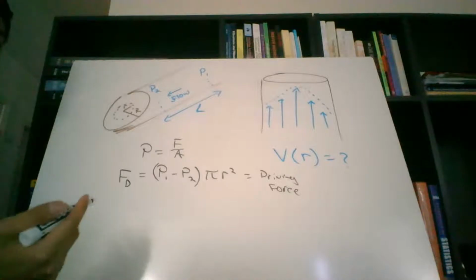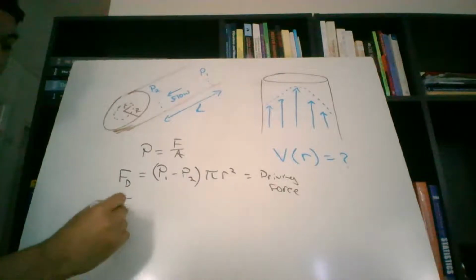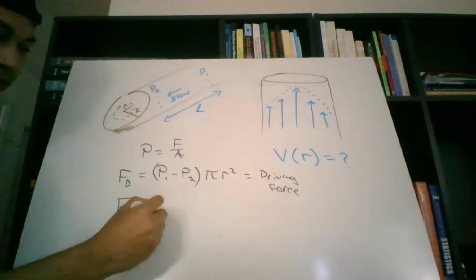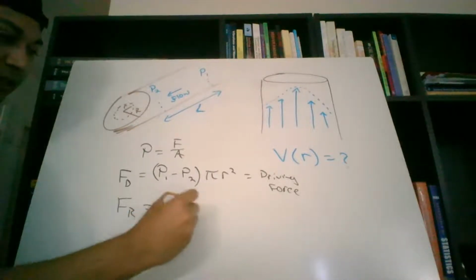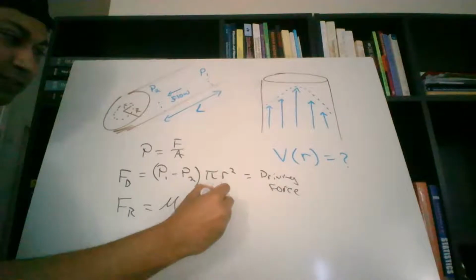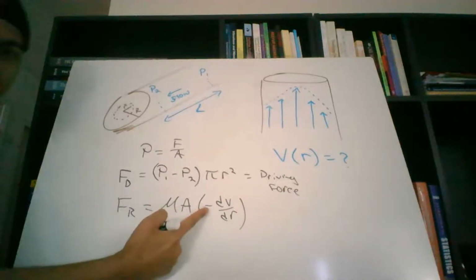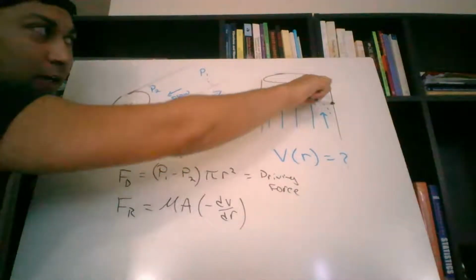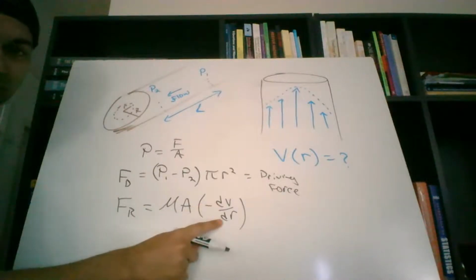And there's a name for it. You don't have to laugh at it, but this is actually the actual name. It's called the retarding force. And the retarding force, or the force that's slowing it down, is going to be given by this equation right here. The coefficient of viscosity multiplied by the area that it's going through, multiplied by minus dV over dr. And the reason why this is negative is because as you move outwards from the center, as r increases, the velocity is going to decrease. So this is the change in velocity as a function of r.